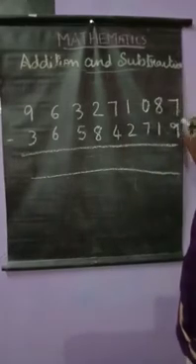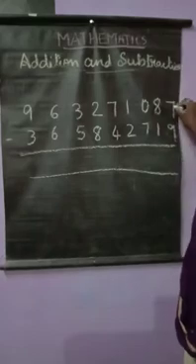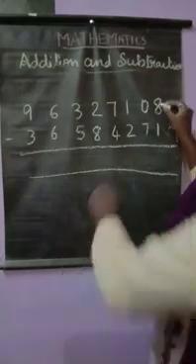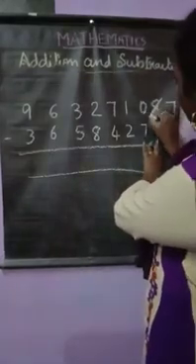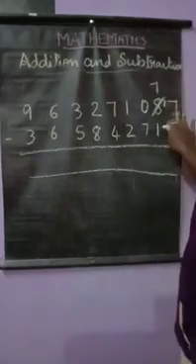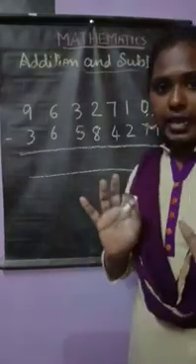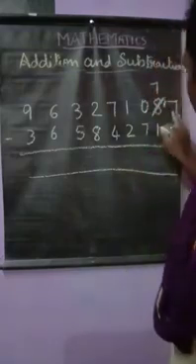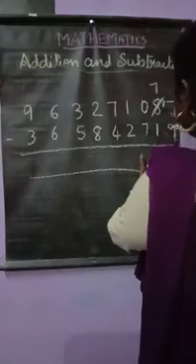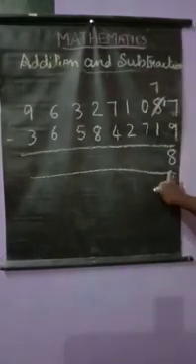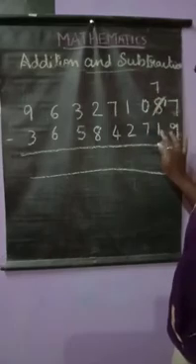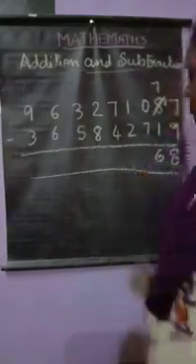So 7 minus 9. Is it possible to subtract 9 from 7? No, right? So we are going to take a carry from 8. So 8 becomes 7 because it is giving 1 as the carry. Now 7 becomes 17, not 8. 17 minus 9, how much? It is 8. Now we have 7 here, not 8. So 7 minus 1 is 6.